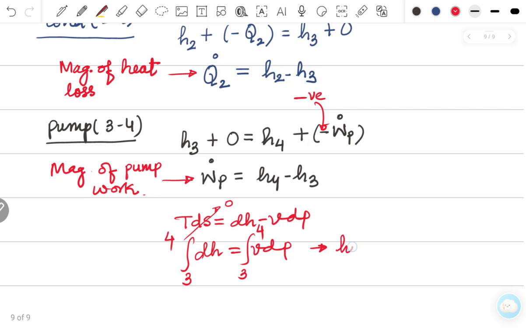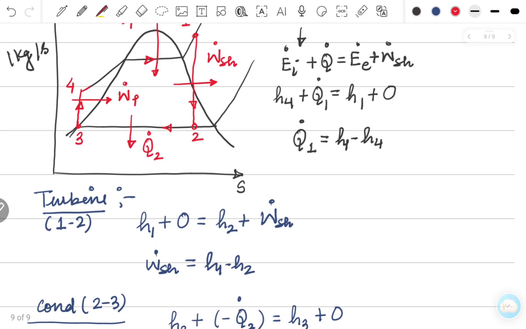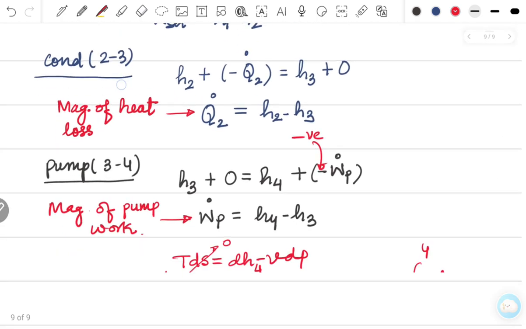You will be getting H4 minus H3 is equal to integral 3 to 4 VdP. But how to solve this? Because we don't know the relation between V and P here. But in general, if you look at this process, the liquid at state 3 is being compressed, meaning its pressure is increased to 4. So what is happening? The liquid, you all know, is more or less incompressible for ordinary pressure ranges. So the density of that fluid will not change much, and likewise the specific volume. So whatever the specific volume at point 3 is, we can approximately say that it is the same as at point 4 because of the liquid.